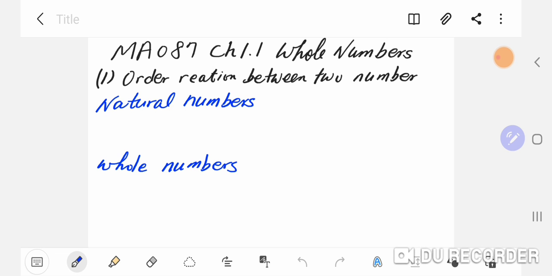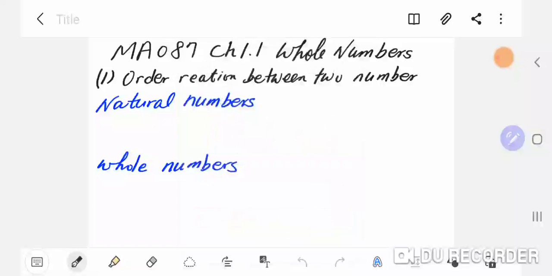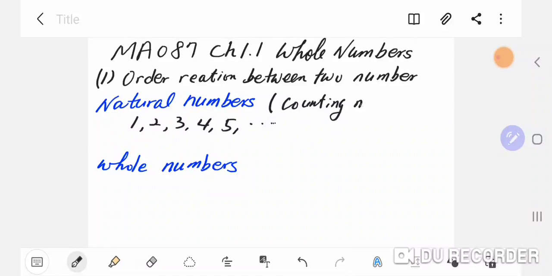Natural numbers are the numbers starting from 1. So 1, 2, 3, 4, 5, and so on. You can put 3 dots after 5. This means the numbers keep counting. Natural numbers are also called counting numbers, because when you count, you start from number 1, right? The counting numbers are called natural numbers.